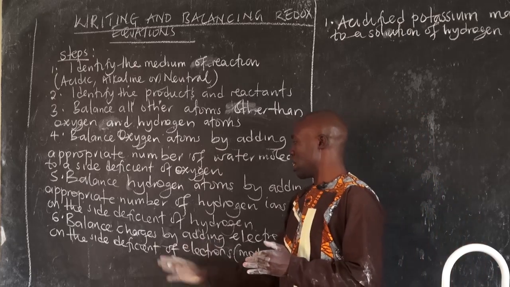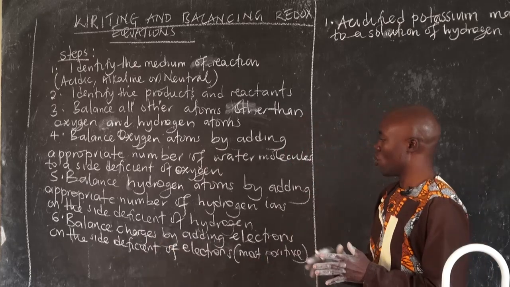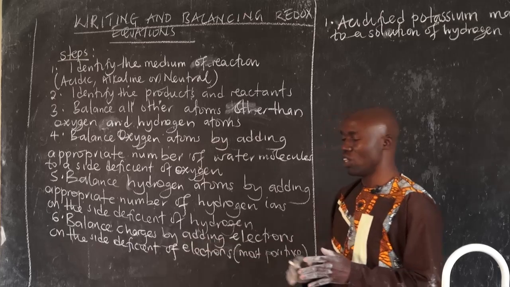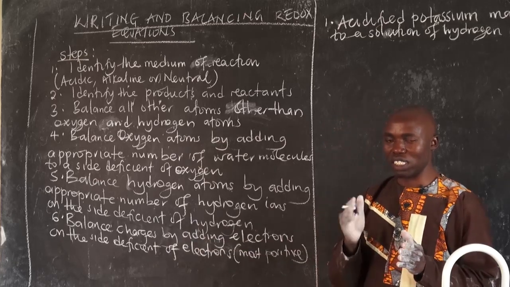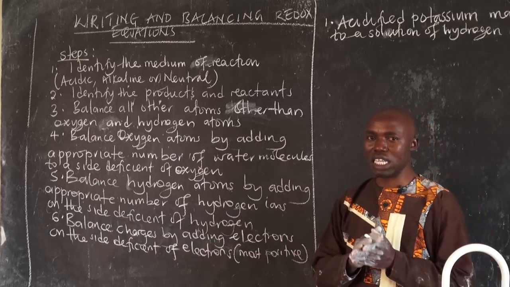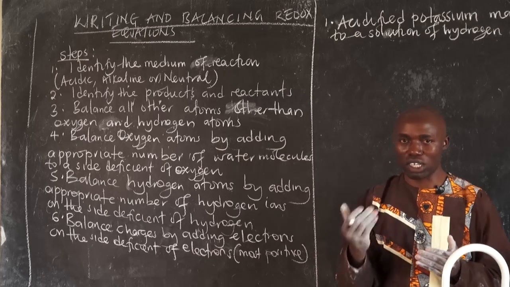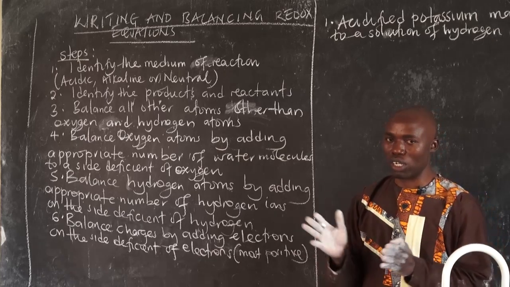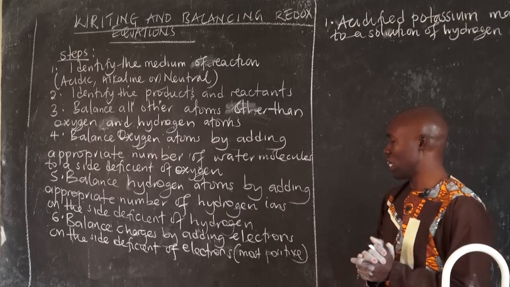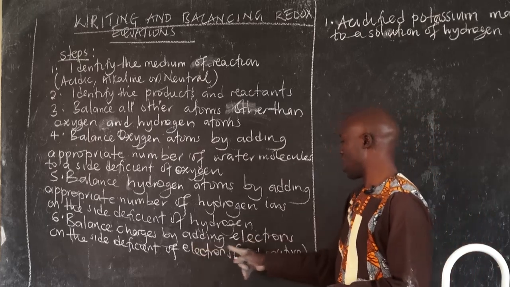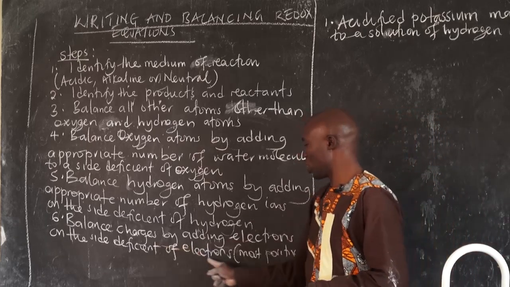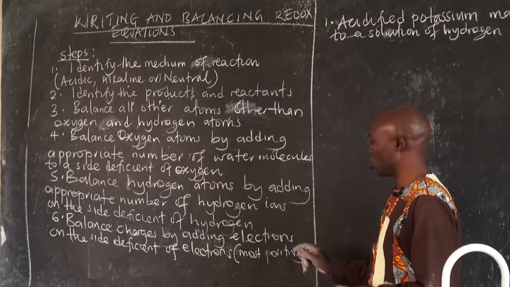Then step 6, balance the charge. You balance the charge using electrons. If the side has a higher positive charge, it's where you add electrons to reduce the positive charge. Because electrons are negatively charged, you can't add them where the negative charge is high. So balance charges by adding electrons on the side which is most positive.